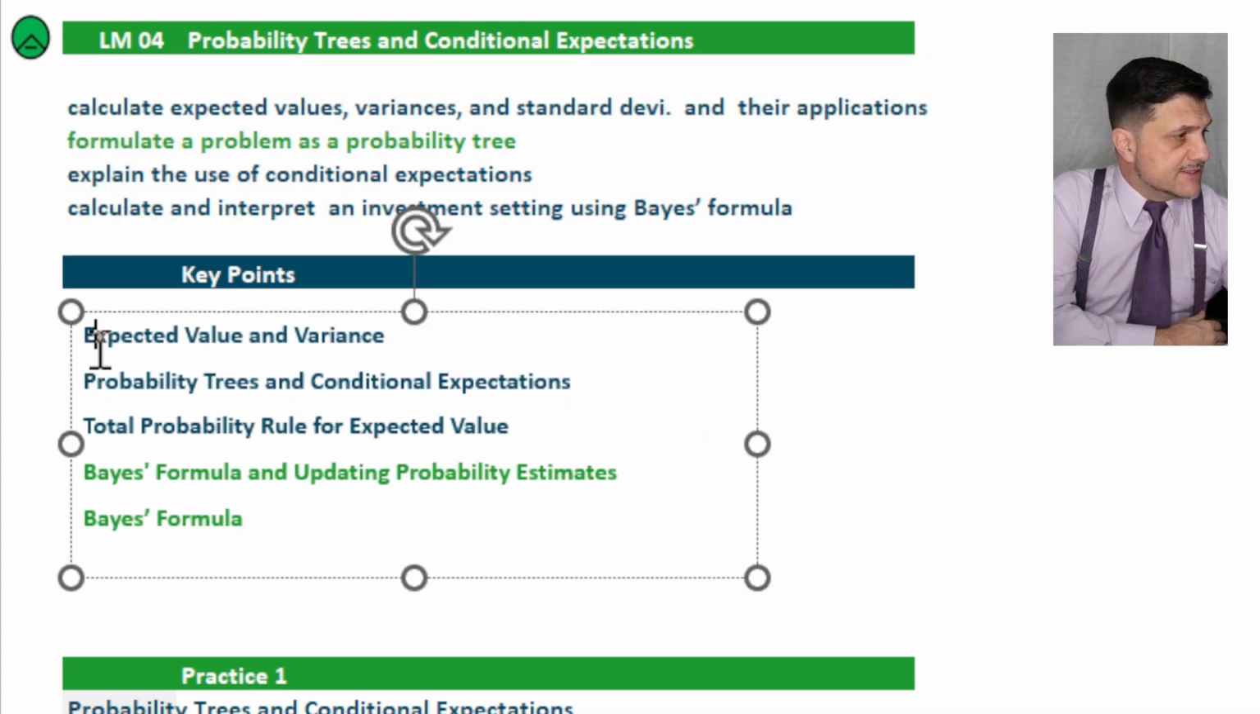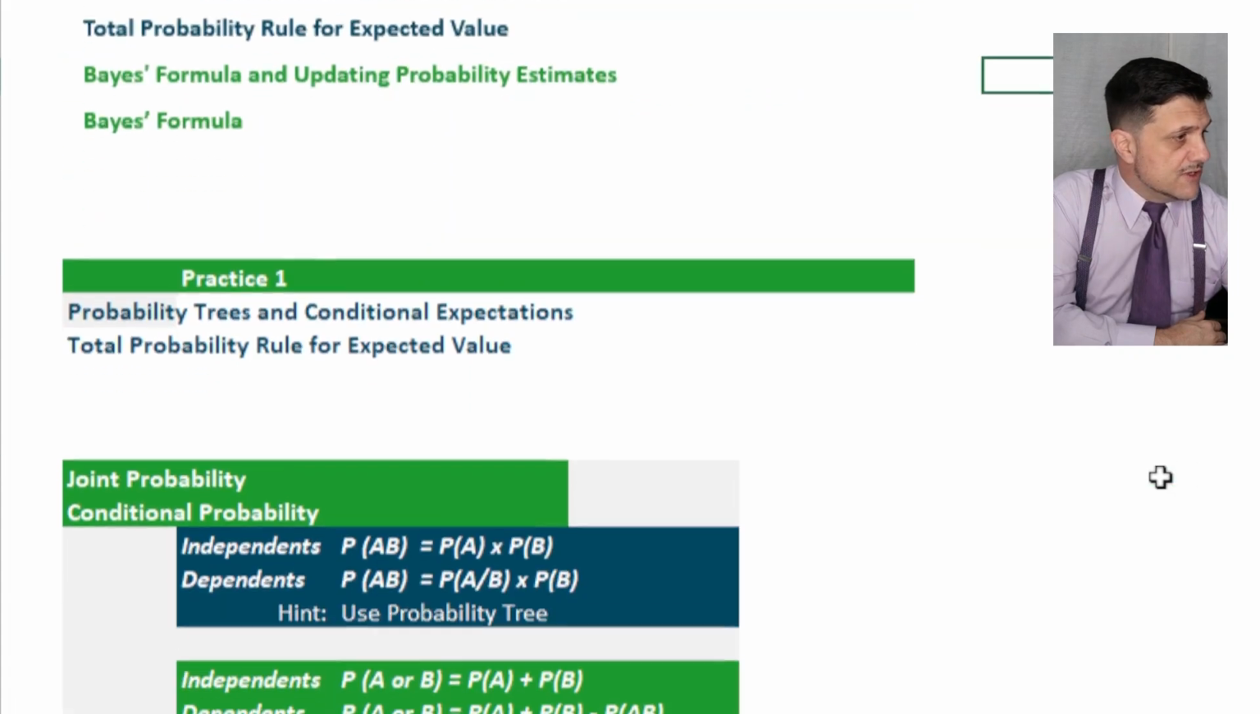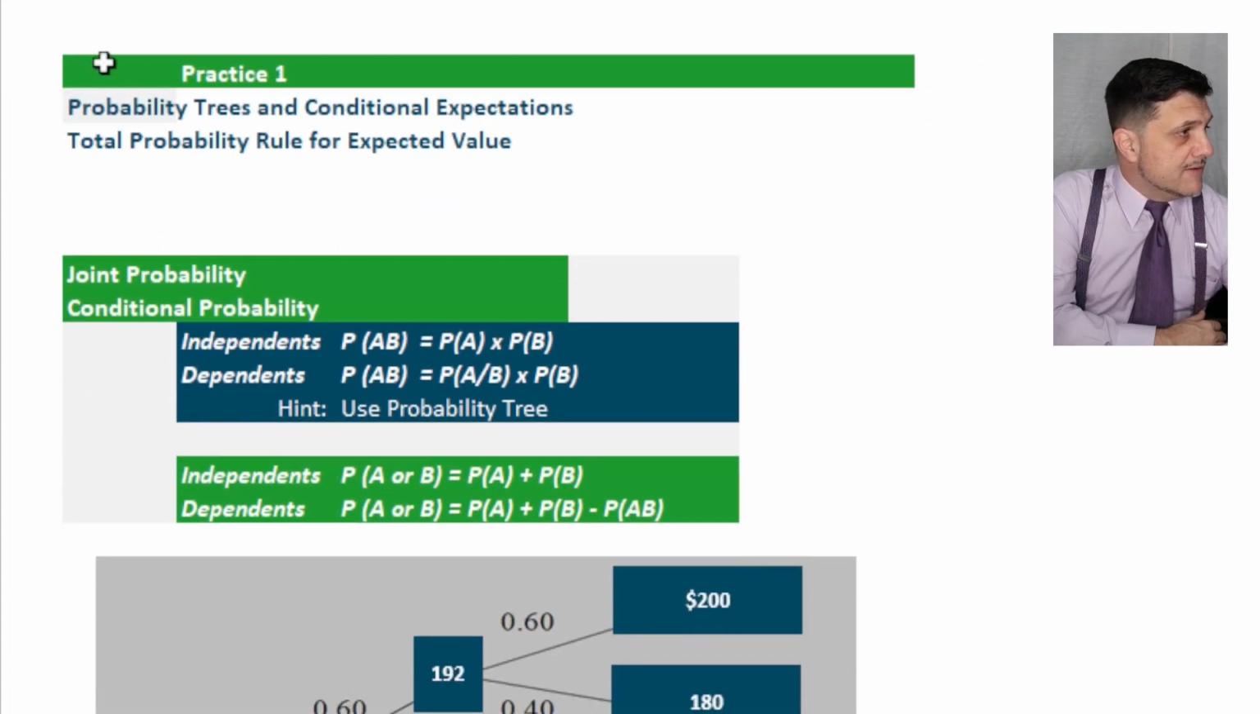The key points we already did. So let's go to an example. There you go. Practice 1: Probability trees and conditional expectation and the total probability rule for expected value.